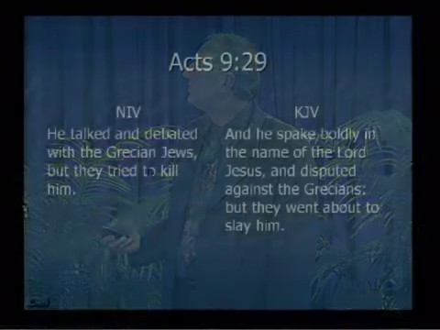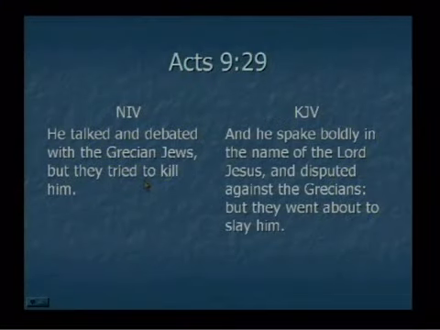Acts 9:29. He talked and debated with the Greek and Jews, but they tried to kill him. Interesting. King James: he spoke boldly in the name of the Lord Jesus and disputed against the Grecians, but they went about to slay him. You see, what makes the difference? Jesus makes the difference. If you want an ecumenical Bible, well, here's argument and debate, but here the debate is about Jesus Christ. He makes the difference.